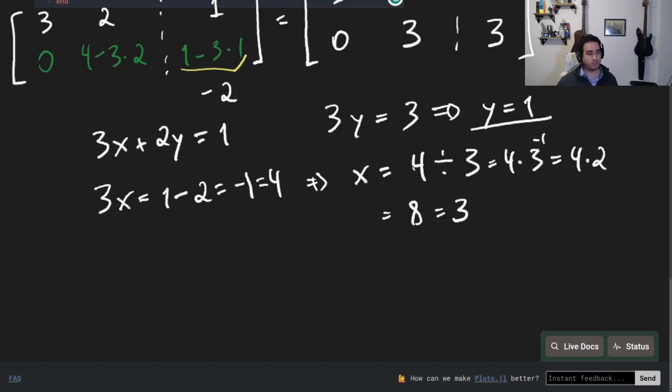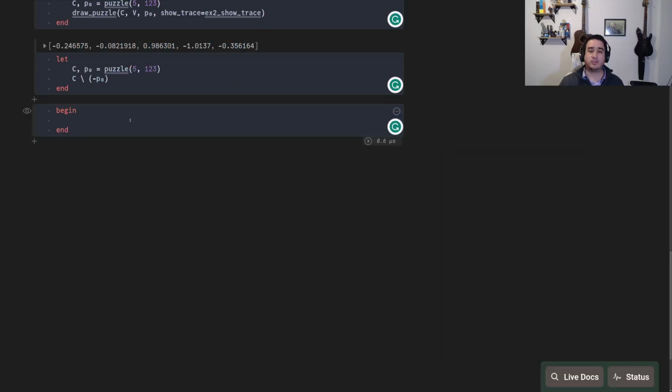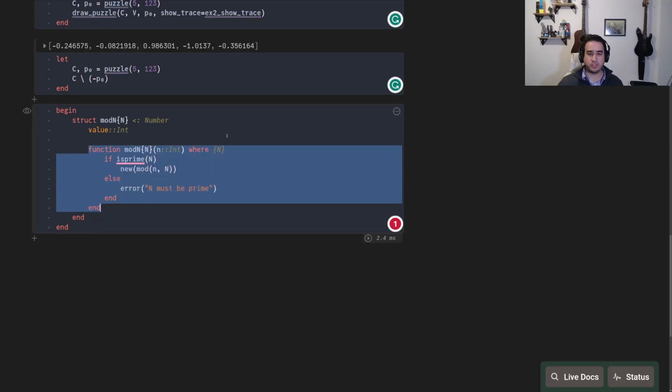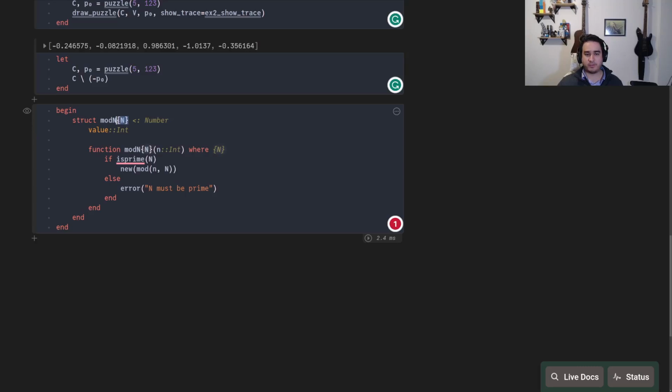We can actually just implement this and see it working on Julia now. So the first thing that we're going to do is create a struct for mod n numbers. I'm gonna call it mod n. So this is the structure complete. I have a struct mod n, which is a number. It's gonna have a value. And this is a constructor for this new structure. You can notice that we have a parametric type.